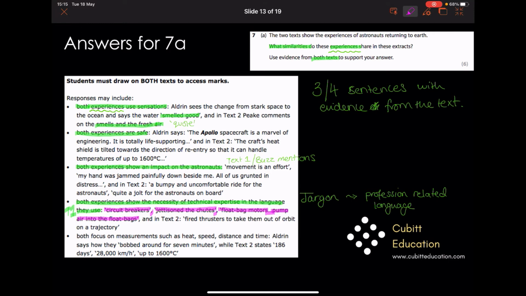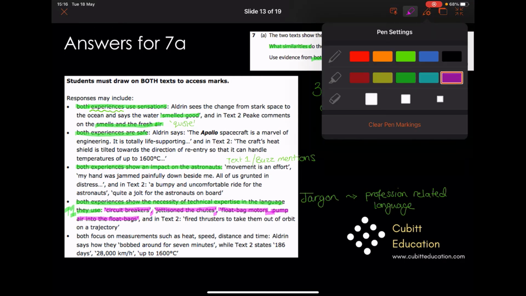Okay? So you don't need to write float bag motors and then continue the sentence all the way through to pump air into the float bags. It might take you too long. So if you just want to write down float bag motors because that's the language that you're trying to show that you don't know, or that it's technical jargon relating to that profession, and then put the 3 dots and then put pump air into the float bags because it relates back to what you've just said, you only need to use those small bits to make your point. Okay, so you're allowed to do that. You don't have to write the whole thing. And in text 2, "fired thrusters to take them out of orbit on a trajectory." Okay?